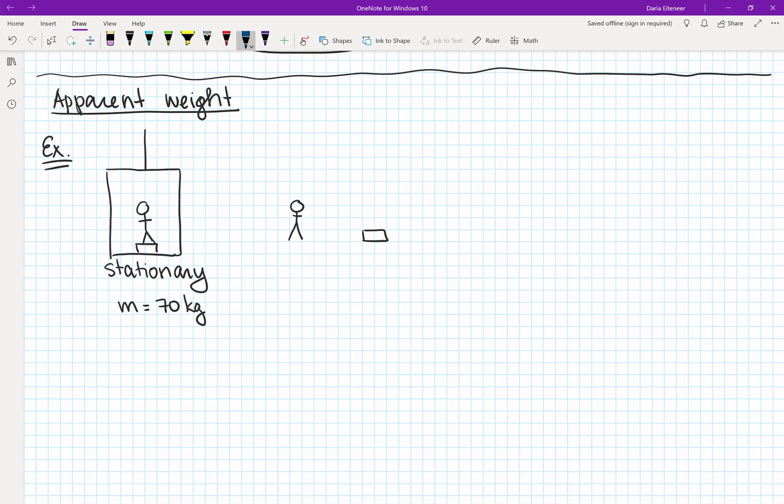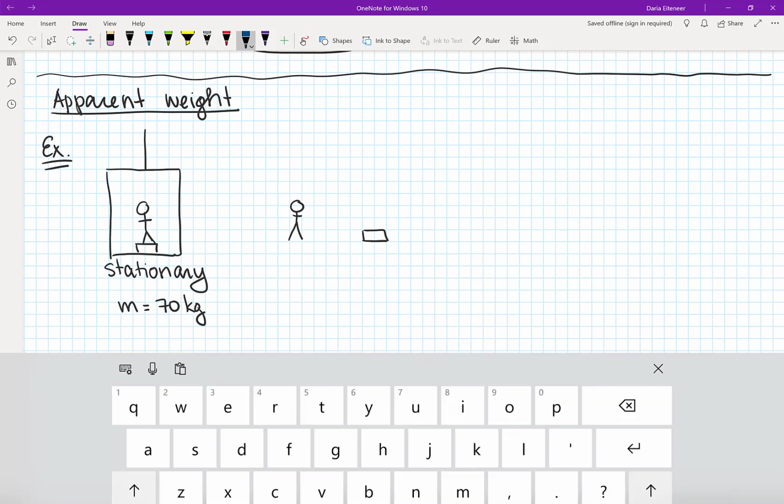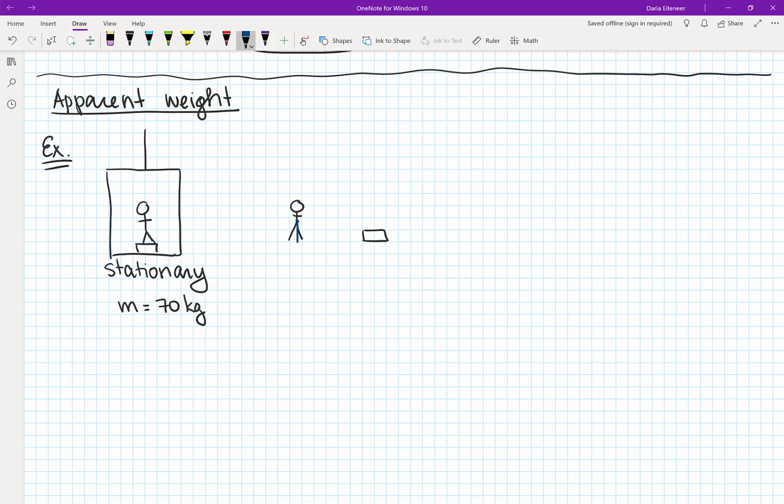So again, by now you should be well versed in drawing free body diagrams. And for this particular scenario, a free body diagram is not nearly as complicated as the one that we just did. So there is obviously a force of gravity acting on the person. I'm going to call this FGP. And there is a normal force acting on the person, Fn. I'll call this FNP. Right, so that's the support force.